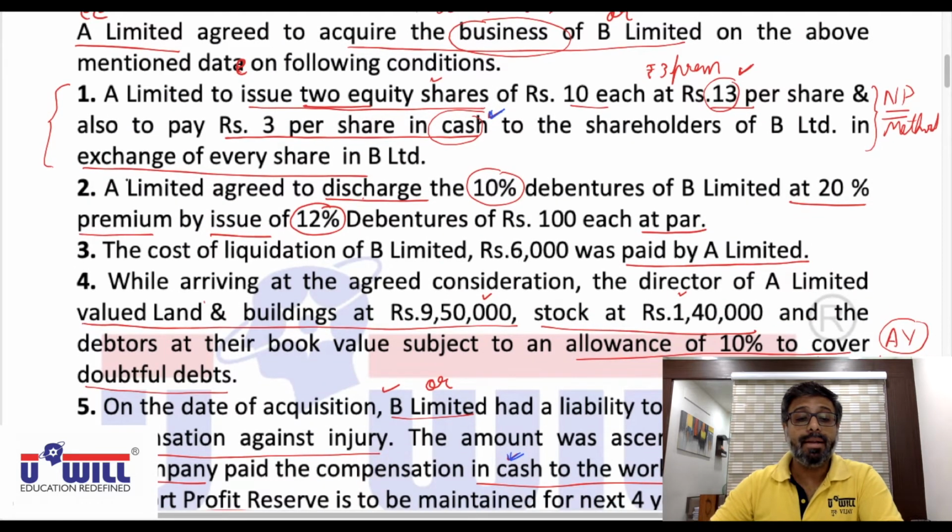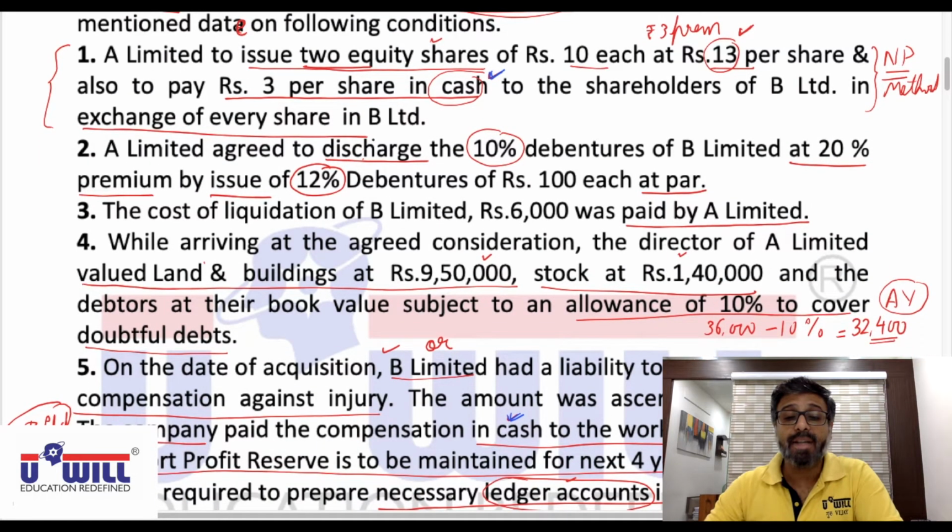A limited agreed to discharge. Now the word discharge is very important; it will come across again and again in further questions. Discharge means you settled the 10% debentures of B limited at 20% premium. Here premium doesn't mean that the company is issuing the debentures at premium. Premium just means you are paying 20% more amount.